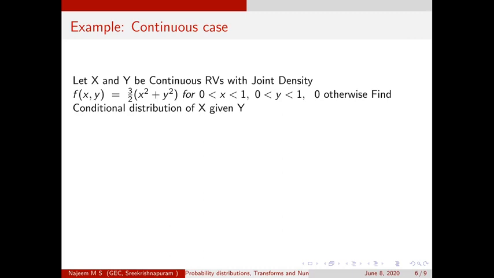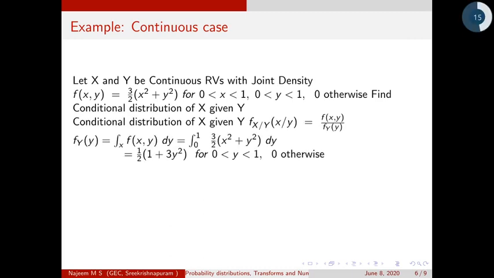For calculating f of x given y, we know that it is f of xy divided by fy of y. For that fy of y, we need to calculate the marginal distribution of y. To get the marginal distribution of y, we need to integrate f of xy over x: the integral from 0 to 1 of 3/2 (x² + y²) dx, which equals 1/2 (1 + 3y²) for 0 < y < 1. The only thing is that we need to integrate with x. So we got the denominator, the marginal distribution.